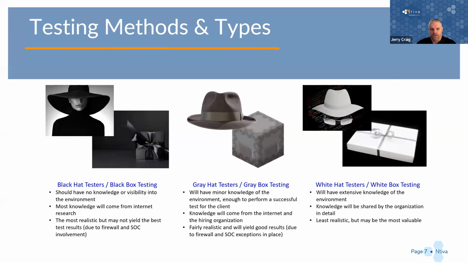The other end of the spectrum from black hat is white hat. Here, they're going to have extensive knowledge. The whole point is to give them as much information as they want or need. You're going to share details with them because it's the least realistic test. However, it's going to most likely be the most valuable.